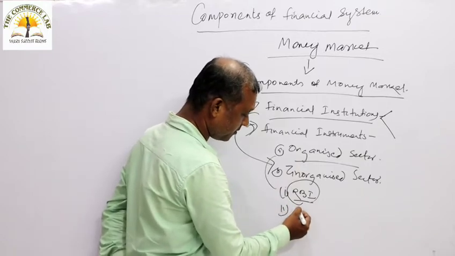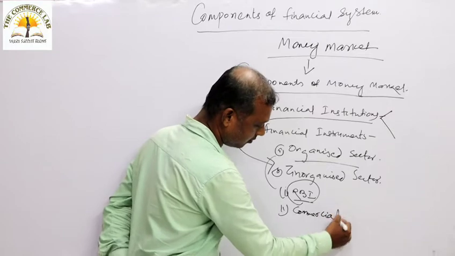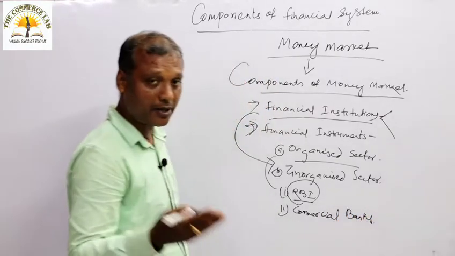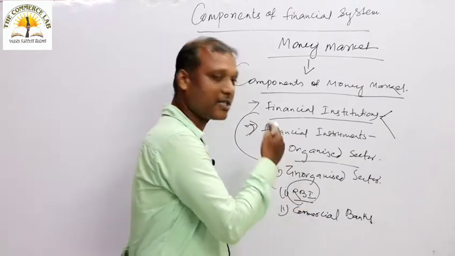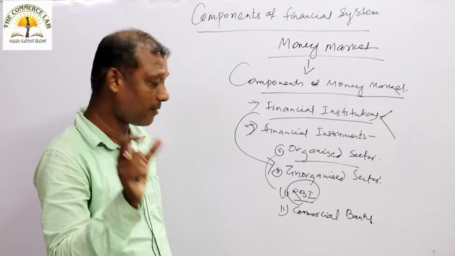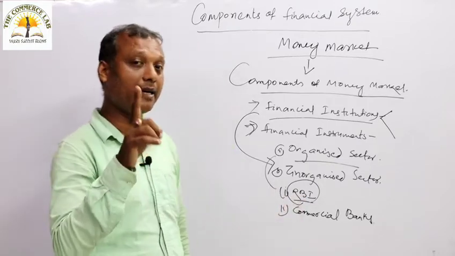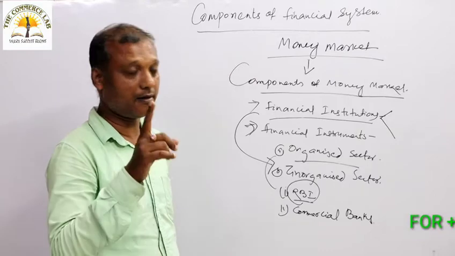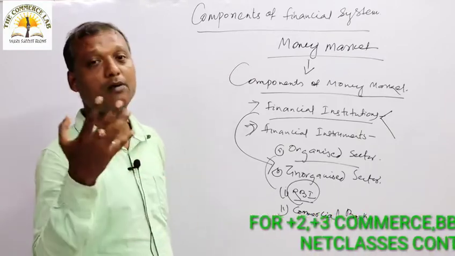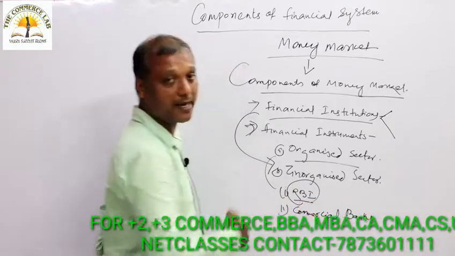Second point, commercial banks. There is an interesting point of distinction between RBI and commercial banks. In each and every country, there is a single central bank, but there will be more than one commercial bank. The purpose of RBI is different, and the purpose of commercial banks is different.